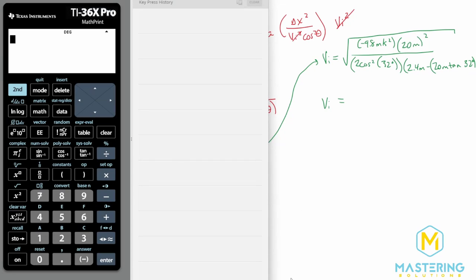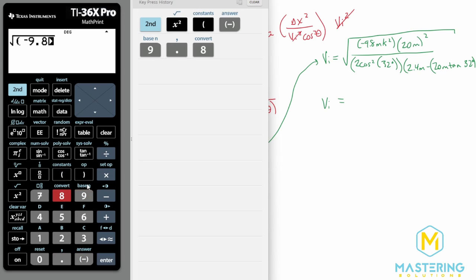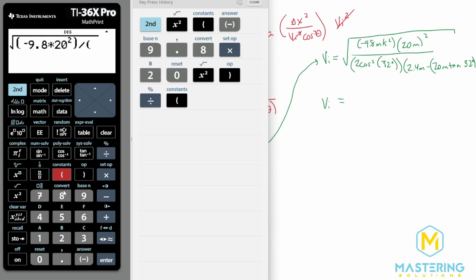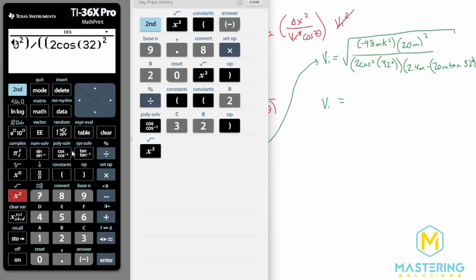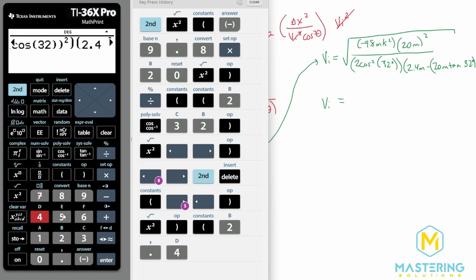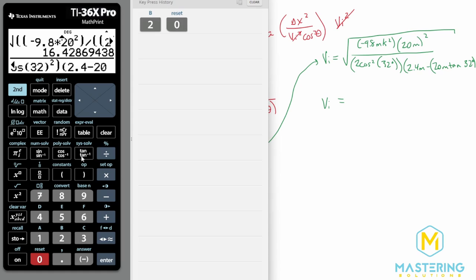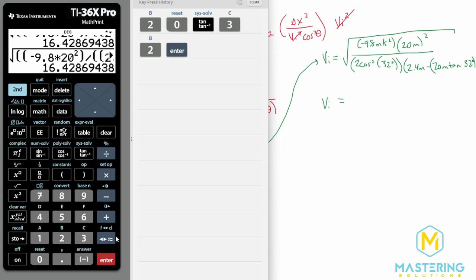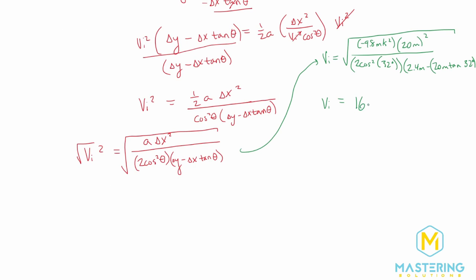All right, so this is a lot to plug in our calculator. So we have the square root of negative 9.8 times 20 squared. And then this will be divided by, we want 2 cosine 32 squared. And then that will be multiplied by 2.4 minus 20 times the tangent of 32 degrees. So that gives us 16.4. So we'll keep that at 16 for two significant figures, meters per second. So it was a lot of substitution and a lot of simplification. But here's your final answer: the initial velocity is equal to 16 meters per second.